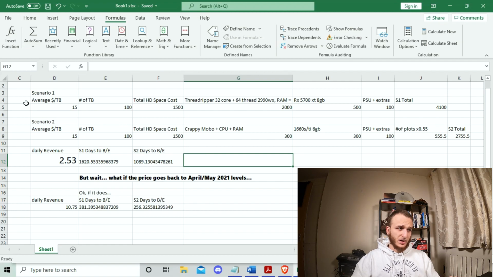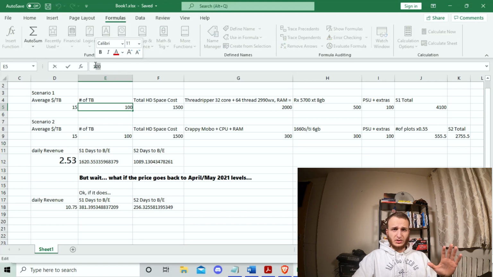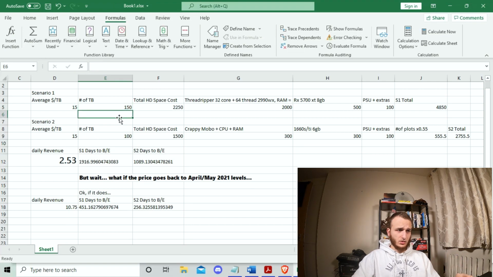So then if you multiply it by the desired amount, so you can multiply it by 150, and that will change your total costs. But you'd be spending about 1,500, give or take, maybe 100 or two, for your total storage space, if you're going with 100 terabytes. If you go for more than that, it's going to be more than that.